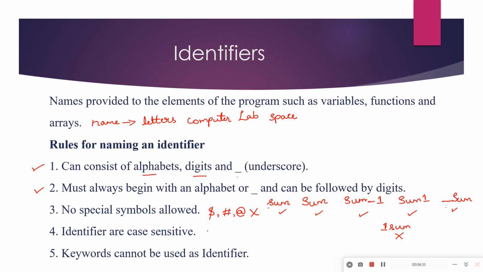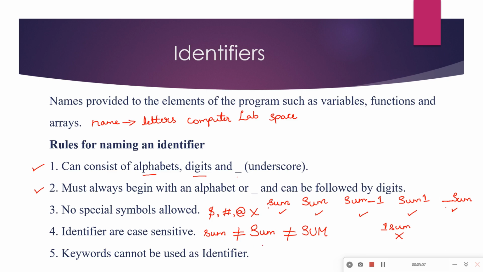Then identifiers are case sensitive. It is very important. If I write sum, this means the lowercase sum is valid. It is not equal to capital letter S followed by lowercase letters. No, both are two different identifiers. And even this is not equal to capital letters SUM. Okay? I hope it is clear.